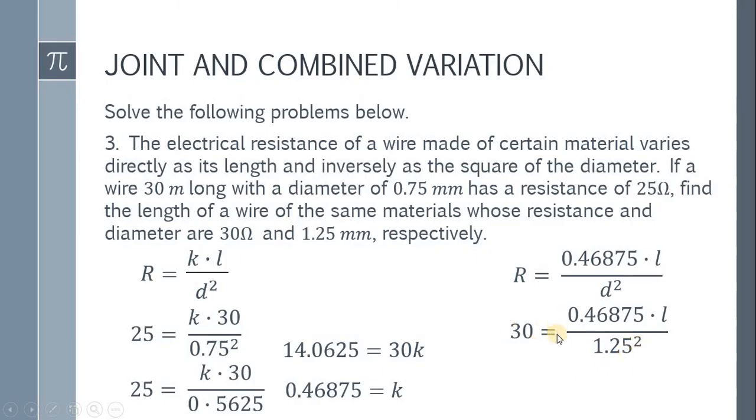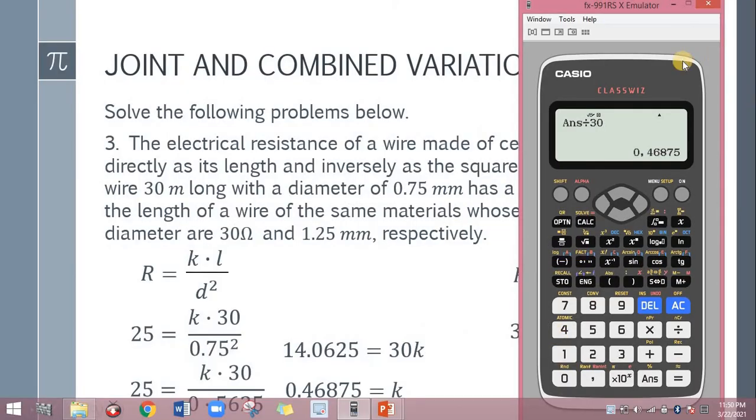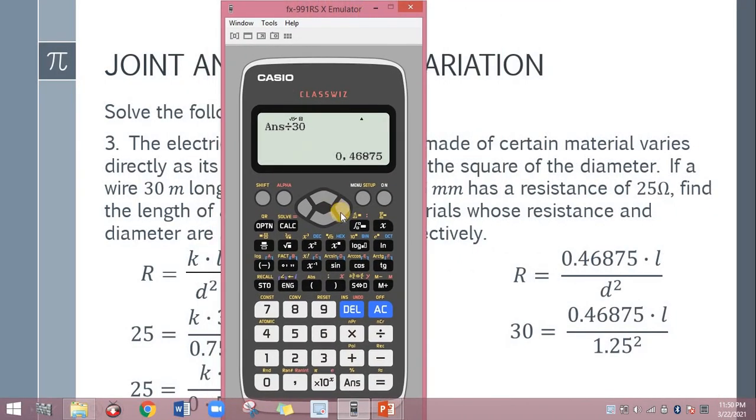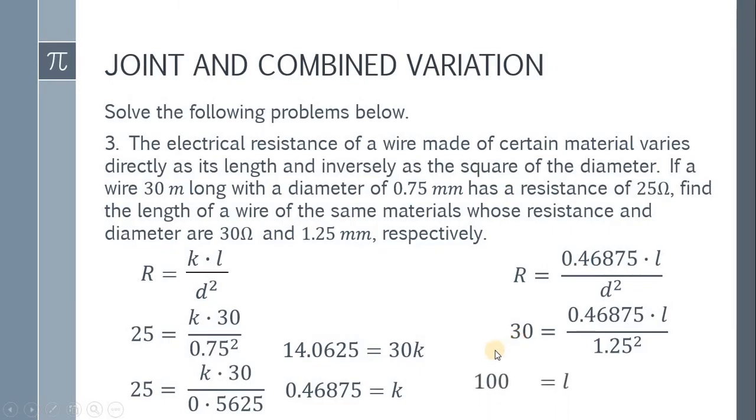Next, gamit na tayo ng calculator para i-compute tong bagay na to. So, kuha tayo ng calculator. So, we have 30 times 1.25 squared or cross-multiply natin. So, we have 30 times 1.25 squared equal natin. So, gawin natin decimal. Next, i-divide natin sa 0.46875. And then, equal sign. And we get 100. Therefore, yung length is equivalent to 100.